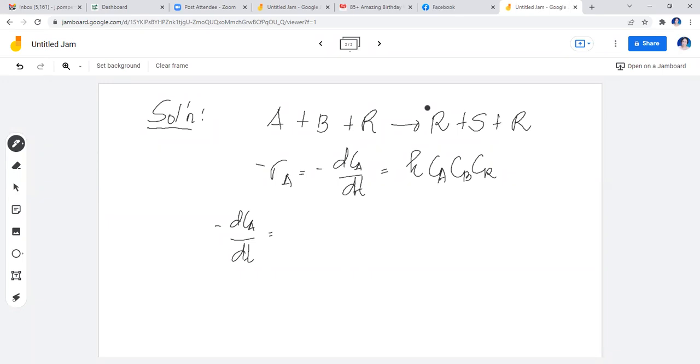How are we going to do that? You have three here, C sub A, C sub B, C sub R. We don't have any problem with C sub A because we already have C sub A there on the left. Our problem is with the C sub B and with the C sub R. What do we do?